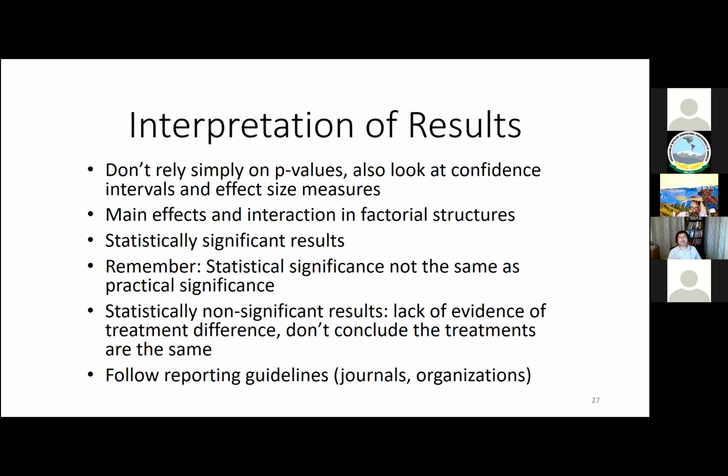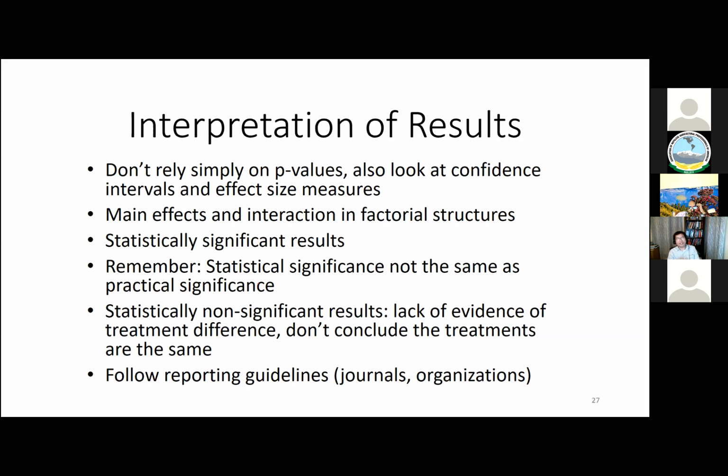What happens when you have a non-significant result? How do you interpret that result? Just say there is no statistical significance. Many researchers conclude that treatments are the same. That should not be your conclusion, right? Your conclusion is lack of evidence of treatment difference. You don't have sufficient evidence to say that there is a treatment difference. But you cannot say treatments are the same using a non-significant result, right? That's very important. You cannot prove the null hypothesis based on a non-significant test.